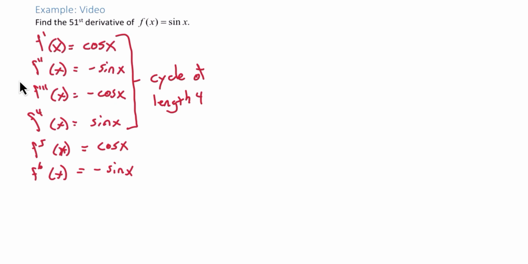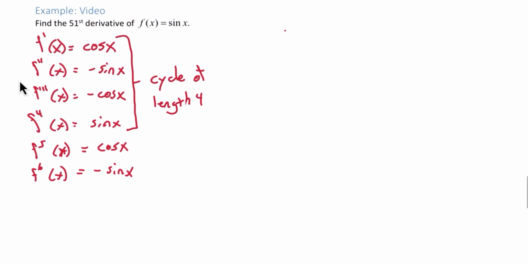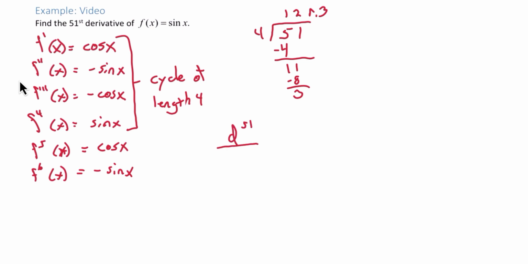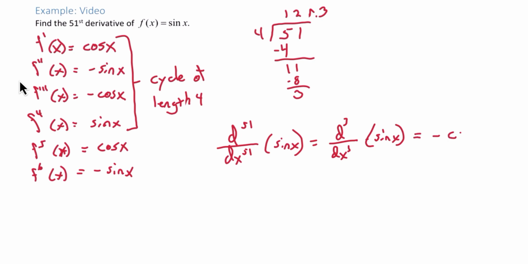So a shortcut would be to divide the 51 by the cycle length, which is 4. And we get a remainder of 3. So what that means is the 51st derivative of sine x is the same thing as the third derivative of sine x, which we know to be negative cosine x.